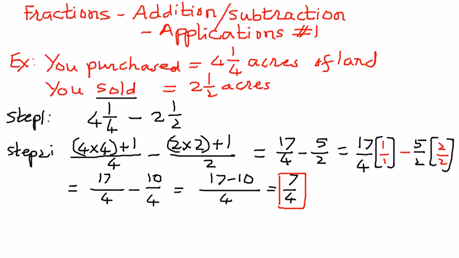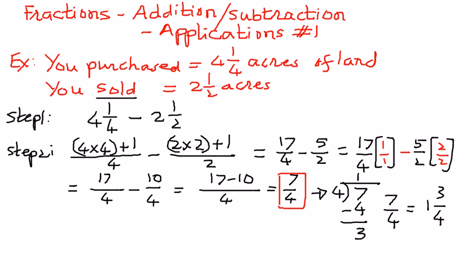We can also express 7 over 4 as a mixed number. So we take the 7 and divide it by 4. We're going to recall our 4 times table. 4 times what number is equal to or less than 7? 4 times 1 is 4. 4 times 2 is 8. We cannot use 2, so therefore we're going to use 1. 4 times 1 is 4. When we subtract 4 from 7, we are left with 3. Therefore, 7 over 4 we can write as 1 3/4, like that.